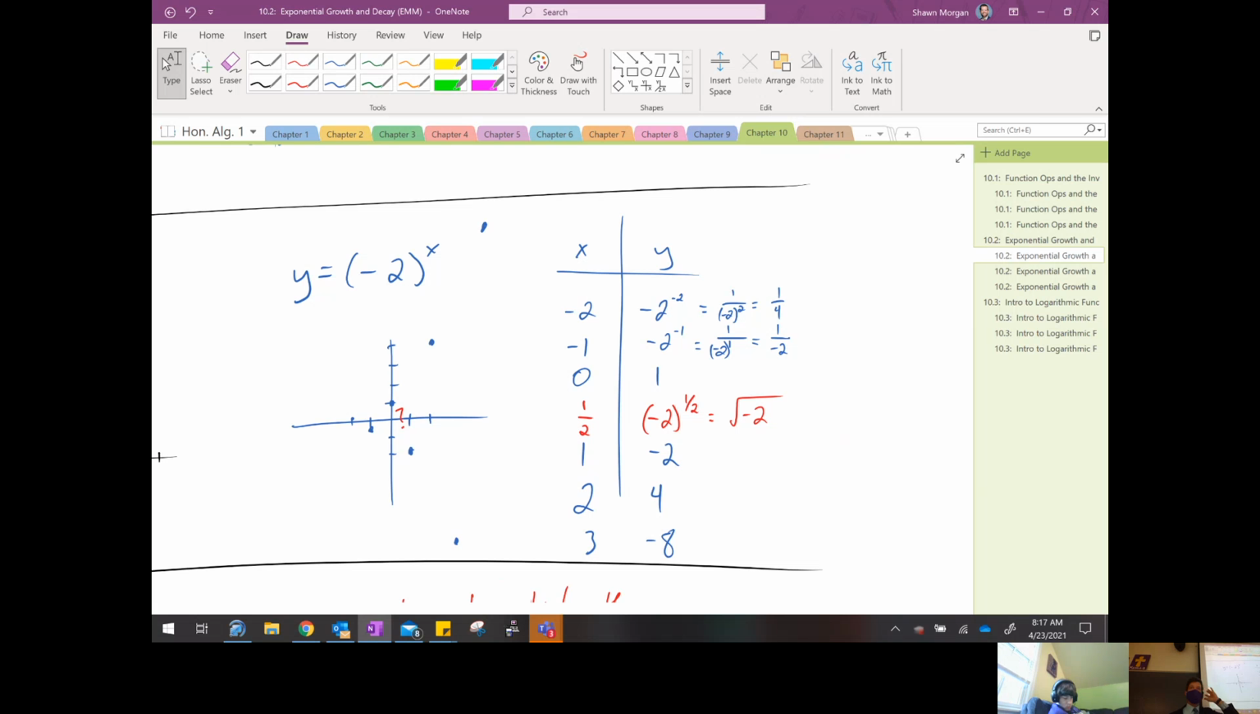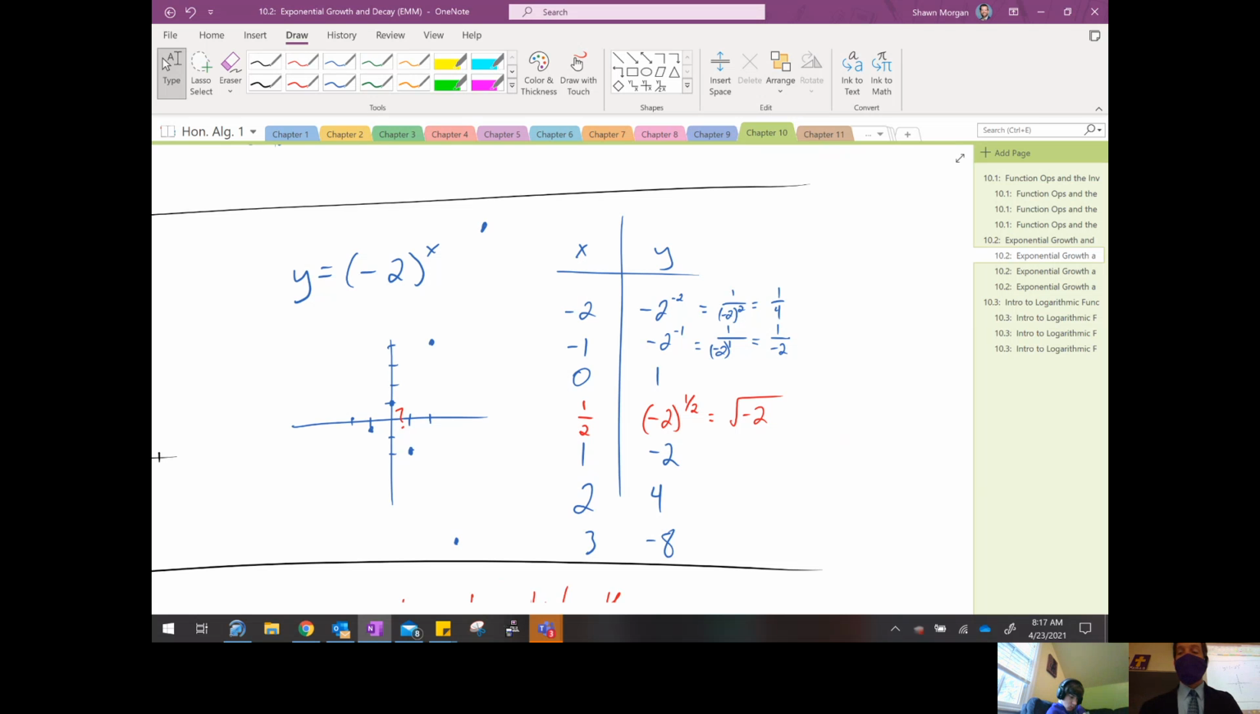So this is what's called a discrete graph, where you just have a bunch of random dots plotted in a particular pattern, and there is no continuity. I couldn't connect all those dots. So a negative base is out. We don't consider it part of this exponential growth or exponential decay discussion. Real good question, Drake.